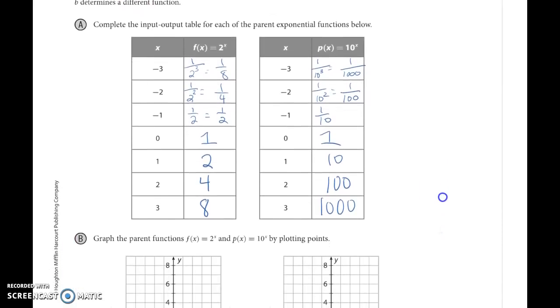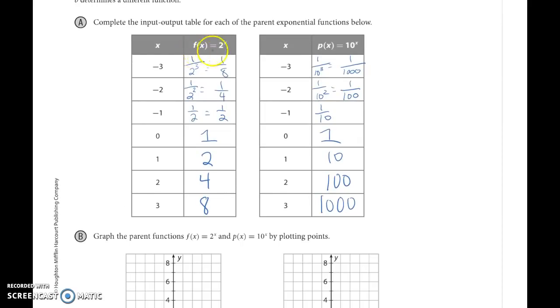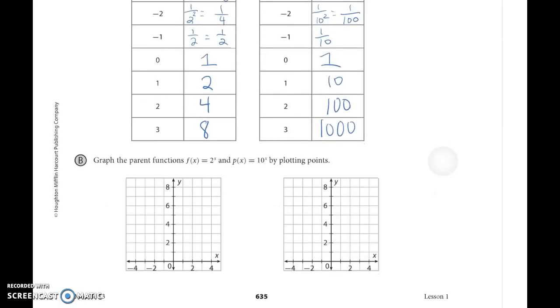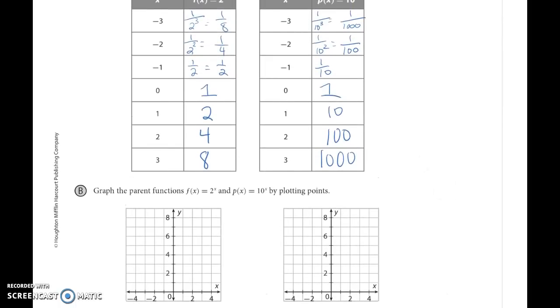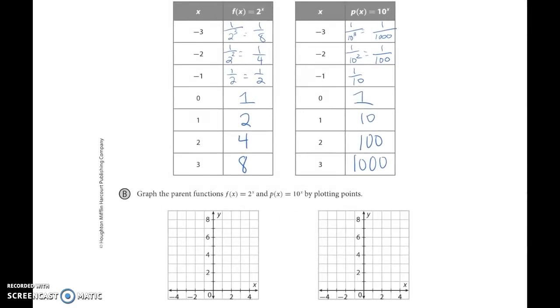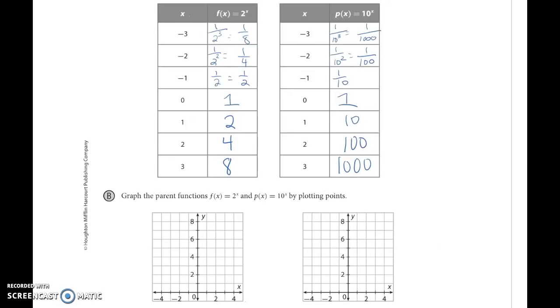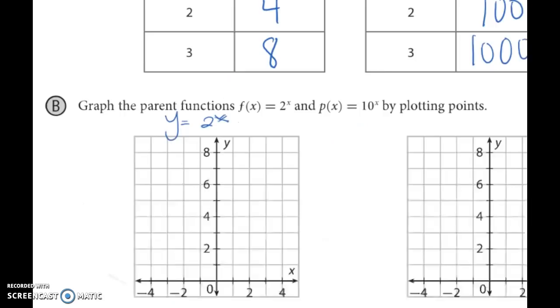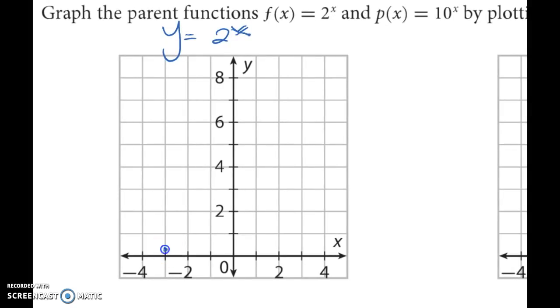So those are the values for f of x equals 2 to the x, and p of x equals 10 to the x. So just remember that f of x and p of x are just y, or y equals this. And so we're going to plot this. Let me zoom out just a little so we can see all our values and still graph. There we go. So on this one, we're going to do y equals 2 to the x. And so my first point is -3 and 1/8. So -3, if this is 1, 1/8 is almost, I'm going to have to zoom in a little bit for this. 1/8 is like here.